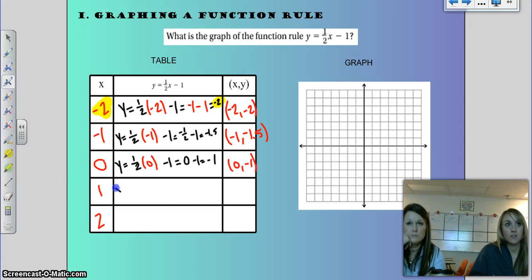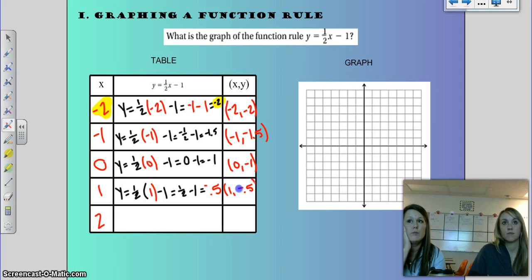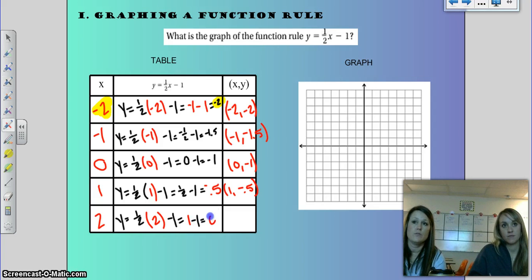And then we keep going. y equals 1/2 times 1 minus 1 equals 1/2 minus 1. 1/2 minus 1 is? -1/2. So 1 and -0.5. And then our last one, plug in 2 where x is. So 1/2 of 2 minus 1, that's going to be 1 minus 1. Equals 0. I did 1 plus 1. So 2, 0.